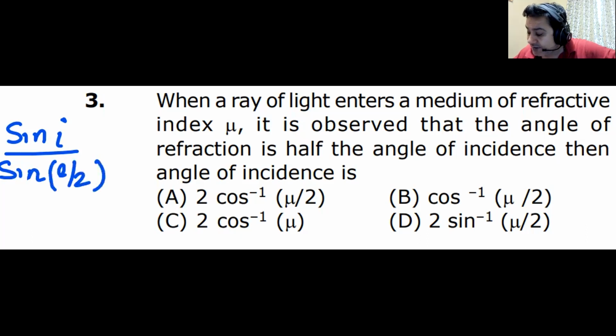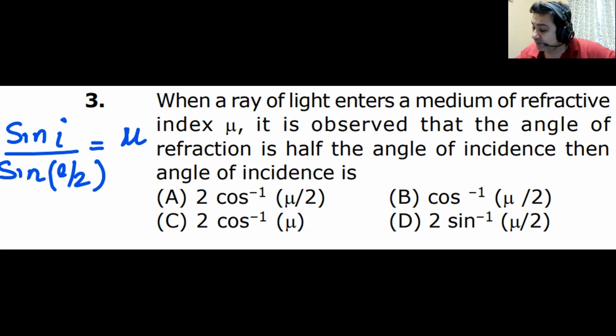Do we understand this? Sir. Sine I by sine R is equal to mu of R, the refracted medium, divided by mu of air, which is the incident medium. Mu of air is 1. So sine I by sine R becomes mu. We understand this, everyone? Yes, sir.